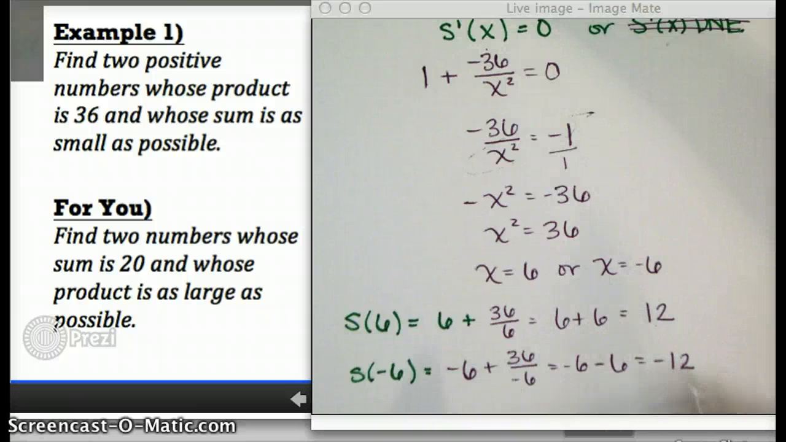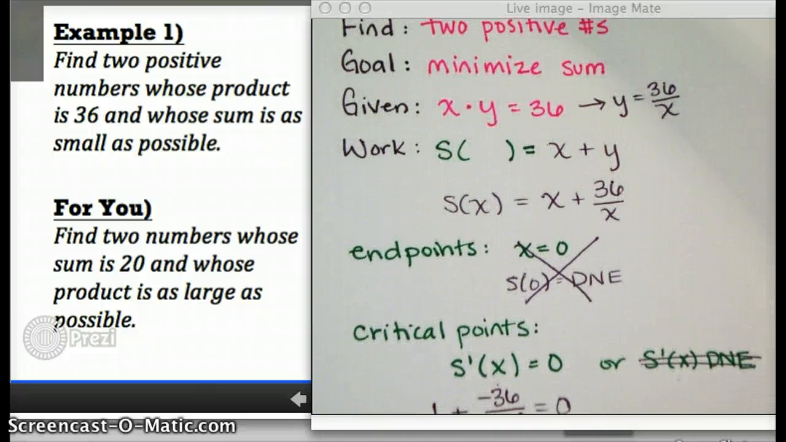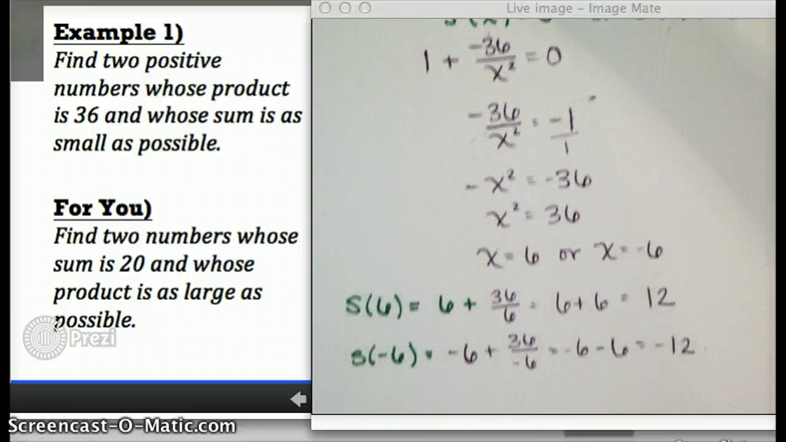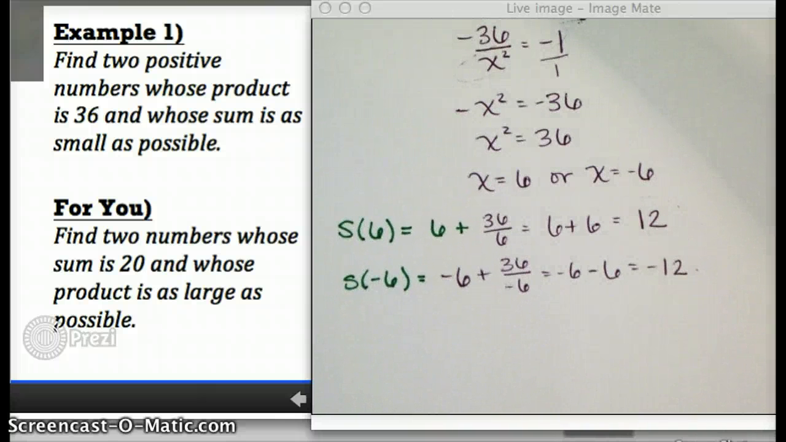You may have noticed that negative 6 can't be one of our numbers because we're supposed to have positive numbers. So we can actually discount this second one. But we still don't necessarily know that this one is the answer until we prove that this is a true minimum. We were trying to minimize the sum. If we accidentally found a maximum, then we really have a problem. So how can I prove that this point, 6, 12, is a minimum? This is where we're going to use either the first or the second derivative test.